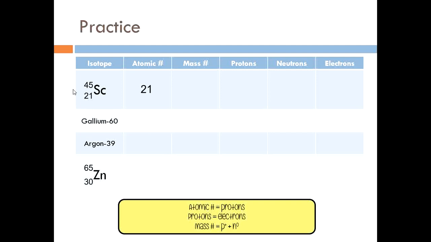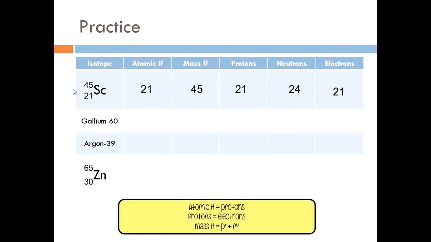The mass number is 45. So how do you get protons? Well, if you have the atomic number, then you know the number of protons, and a reminder is on the bottom of your screen. And how do we get neutrons? Mass number minus the protons is equal to 24 neutrons. And how do you get electrons? Well, electrons will equal the protons because remember, this is a neutral atom.